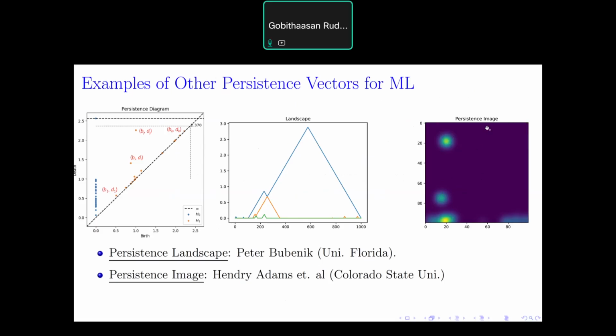This persistence image can be flattened into a long array, and that array would be the feature of this point cloud. And again, we can use this feature to do classification or clustering. Okay, it was introduced by Henry Adams.